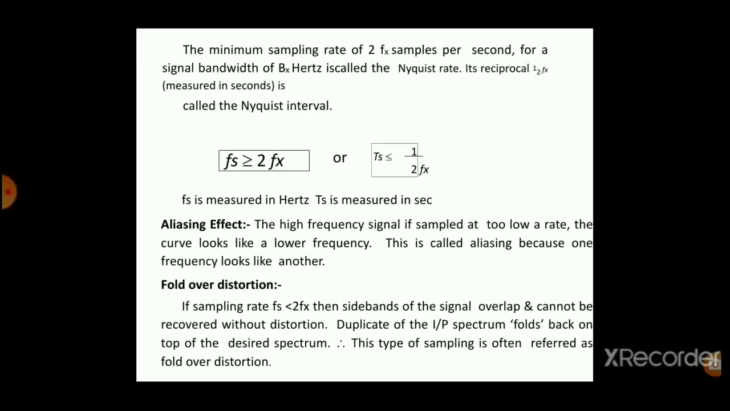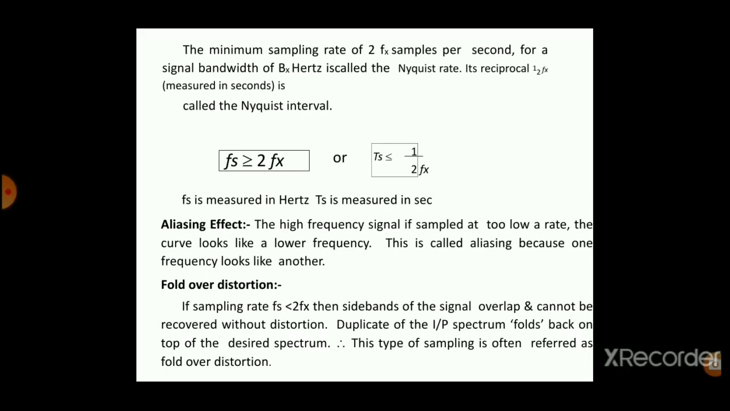1 divided by 2fx, measured in seconds, is called the Nyquist interval. Fs is greater than or equal to 2fx, or Ts is less than or equal to 1 divided by 2fx. Fs is measured in hertz, Ts is measured in seconds.